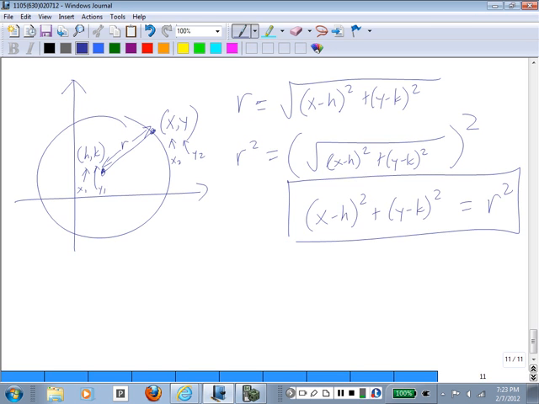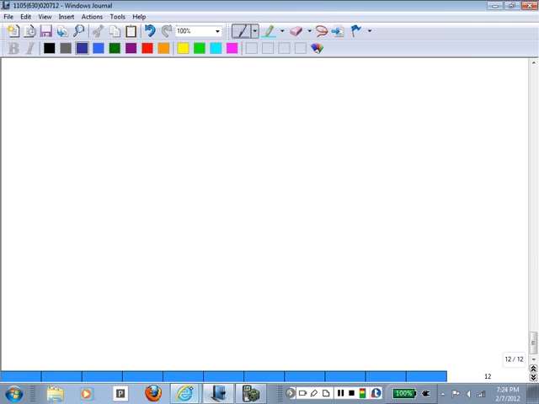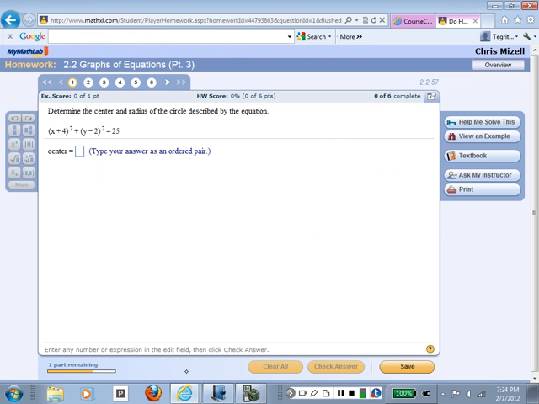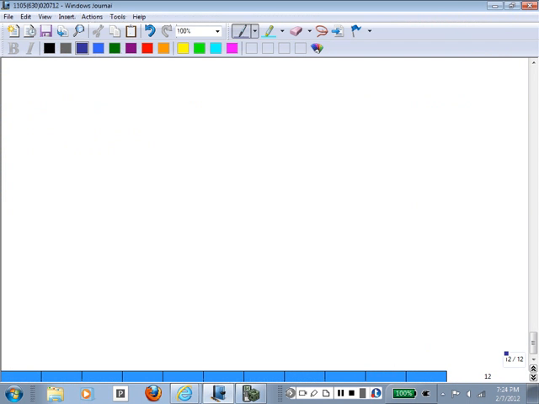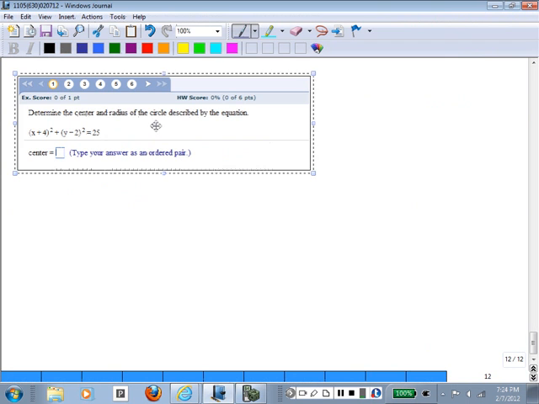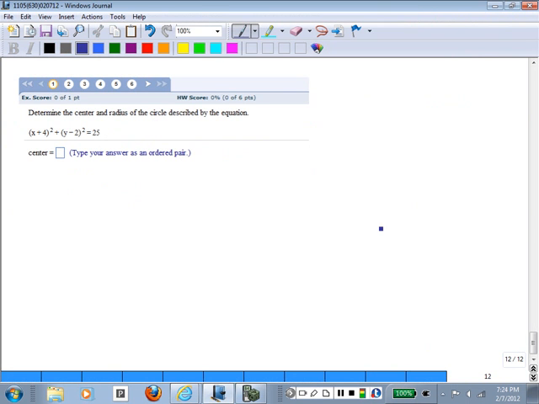Again, you don't have to know where it came from, but you do need to memorize this and be able to take information about a circle and write the equation, or take the equation of a circle. If it's not in standard form, put it in standard form and get the h, the k, and the r from it. Let's try this with this problem. Determine the center and radius of the circle described by this equation.